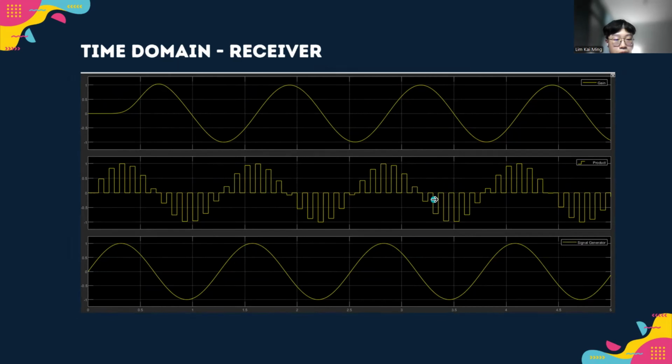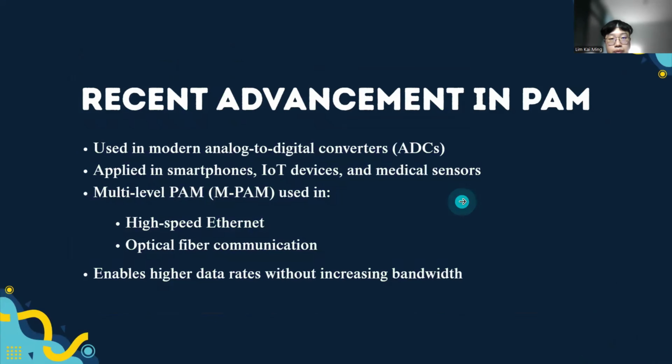In summary, natural PAM is simpler but less practical, while flat-top PAM is widely used in modern communication systems due to its stability and compatibility with digital processing.